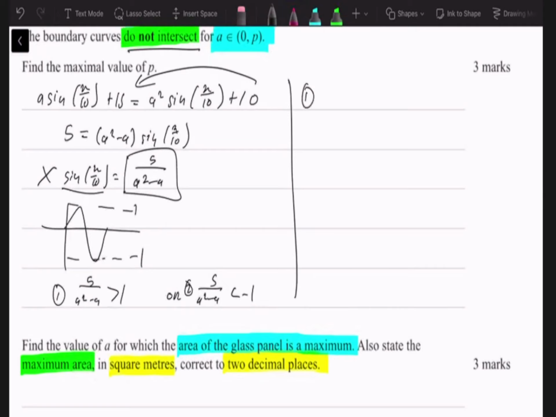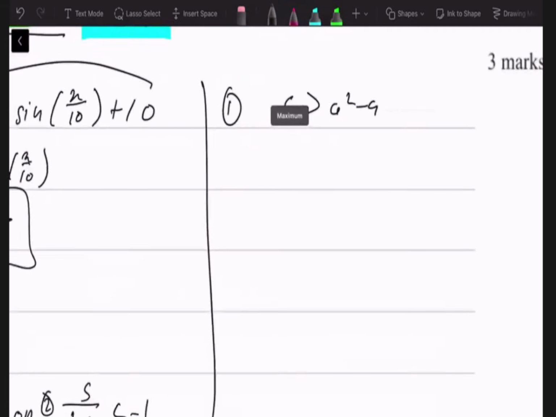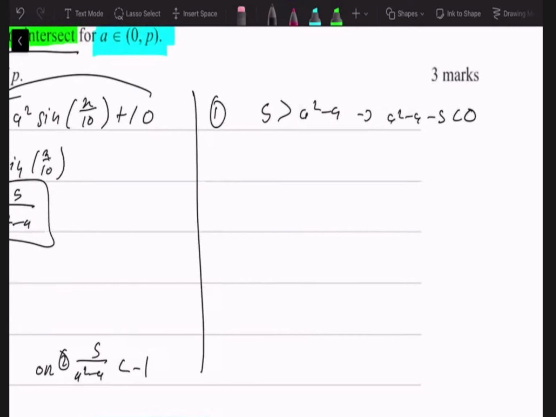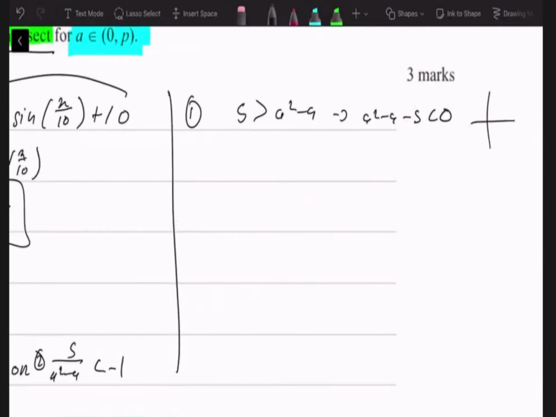So if we take 1, 5 is going to be, if we cross multiply, 5 is going to be greater than a squared minus a. So a squared minus a minus 5 is less than 0. If you use the quadratic formula and realize that it's a positive, so if it's less than 0, you're going to want the intersection between the answers. It's going to be 1 minus root 21 on 2 to 1 plus root 21 on 2.